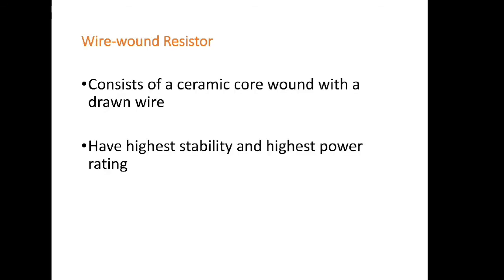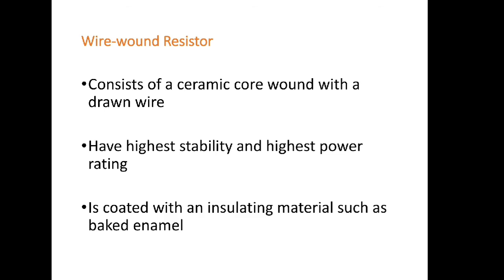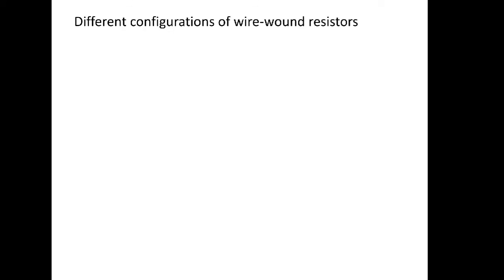And wire wound resistor, it consists of a ceramic core wound with a drawn wire. So this is how it looks. It has high stability and the highest power rating. So compared to the ceramic resistors, these wire wound resistors are somewhat more stable and they are available in high power ratings. And it is coated with insulating materials such as baked enamel, sometimes red oxide.